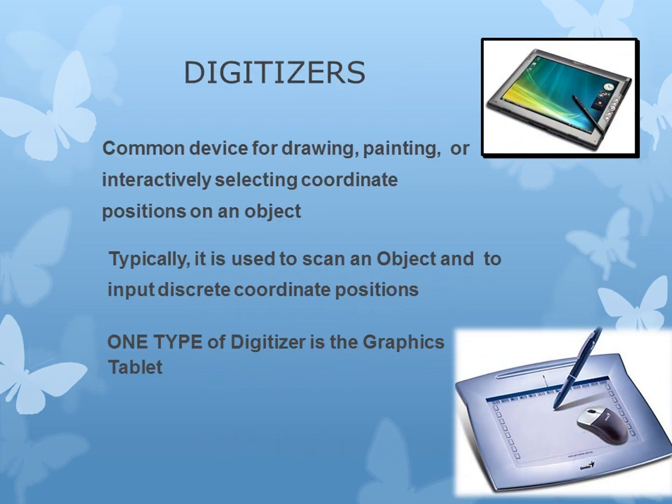We'll see a digitizer. A digitizer is a common device for drawing, painting, or interactively selecting coordinate positions of an object. Typically, it is used to scan an object and to input discrete coordinate positions. One type of digitizer is a graphic tablet.